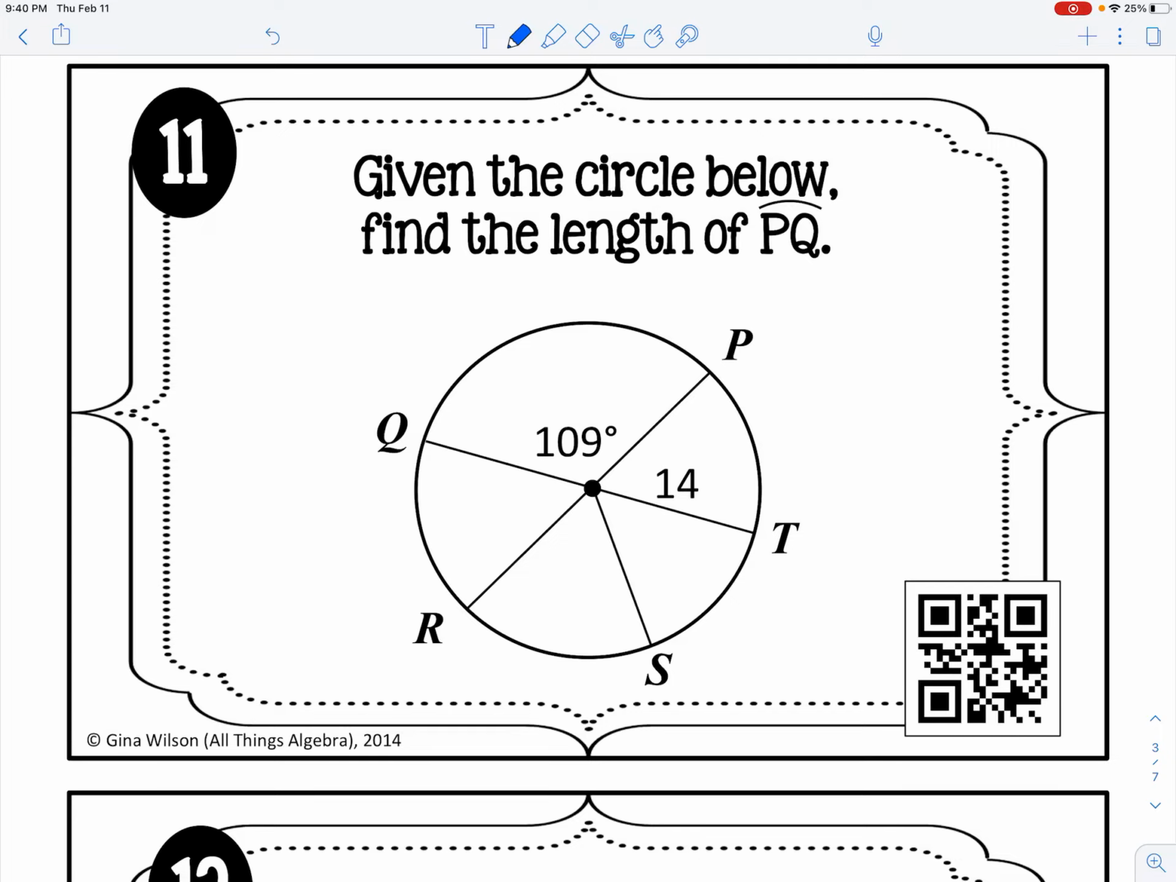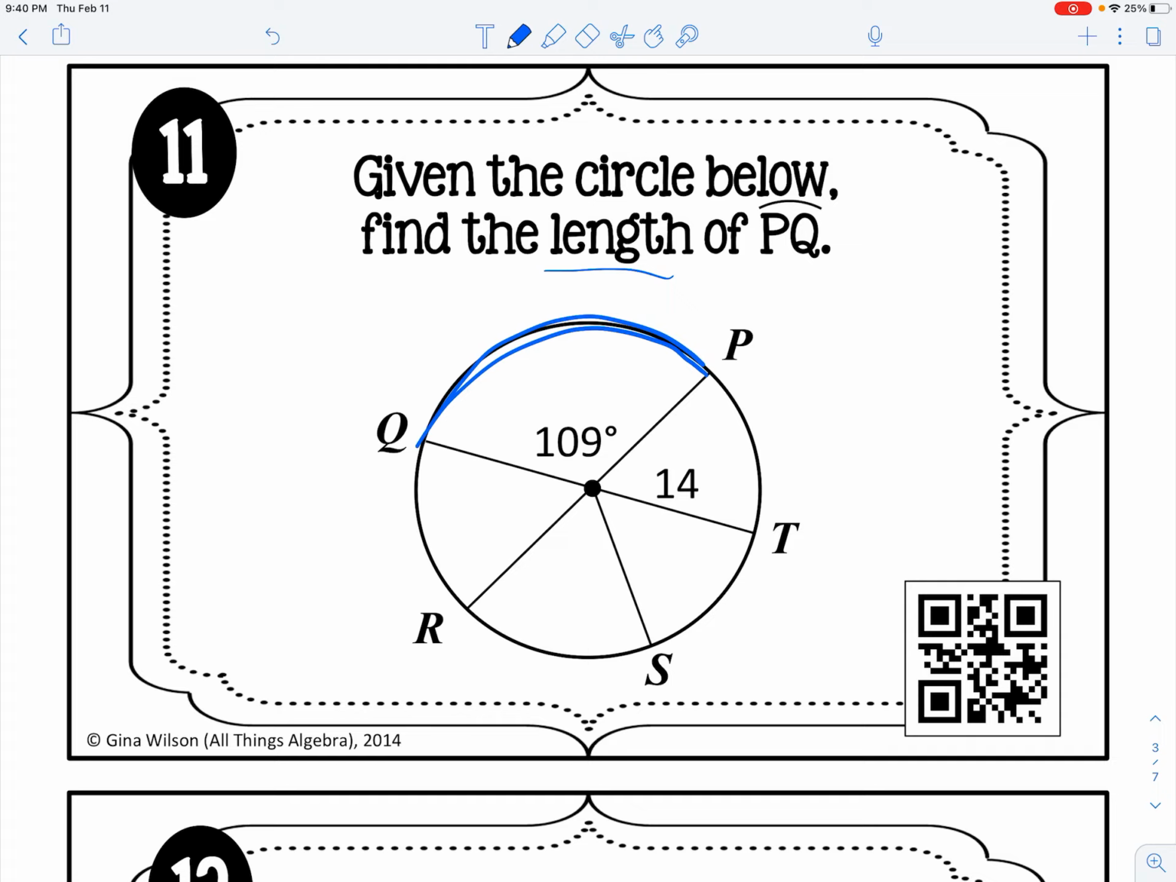All right, let's do some arc length problems here. On these ones, a little bit more work to do because we have to use some equations. Given the circle below, find the length of PQ. PQ is right there. The big thing we need to know is the angle of our arc, or the measure of the arc, and we need to know the radius of our circle.